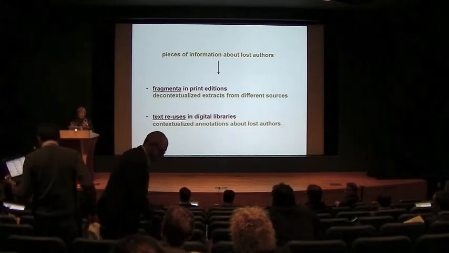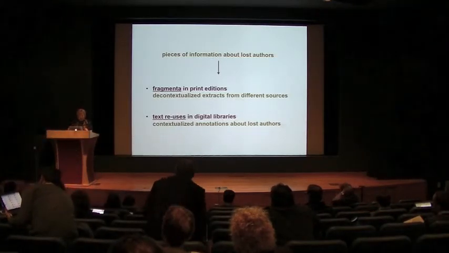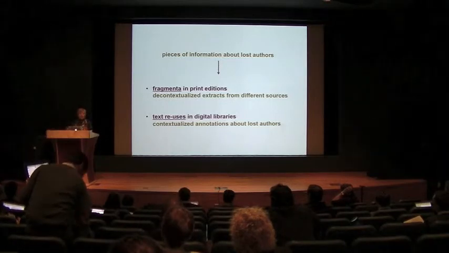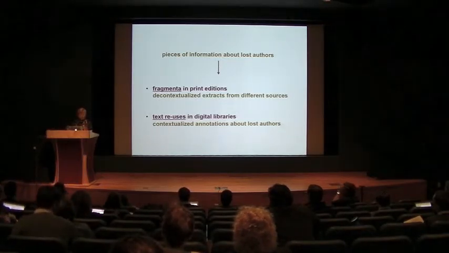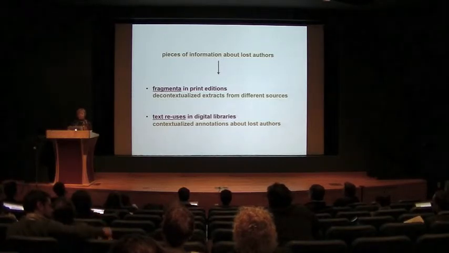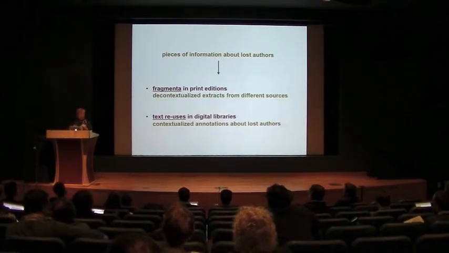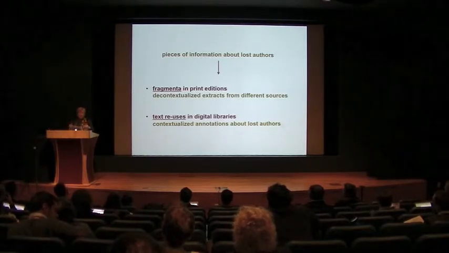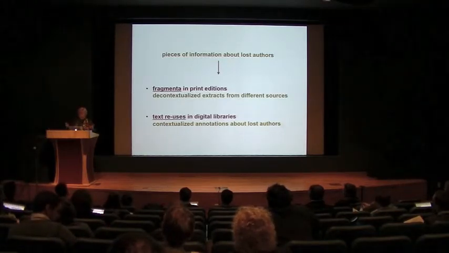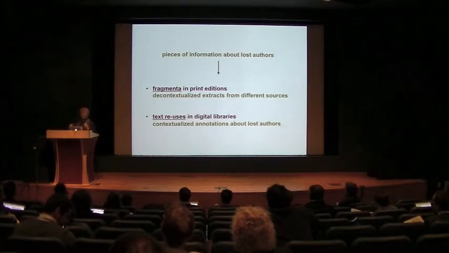So these pieces of information about lost authors become contextualized annotations about lost authors. And in fact, we also use the term text reuse, which is a big category covering many different examples of quotations, allusions, and so on.